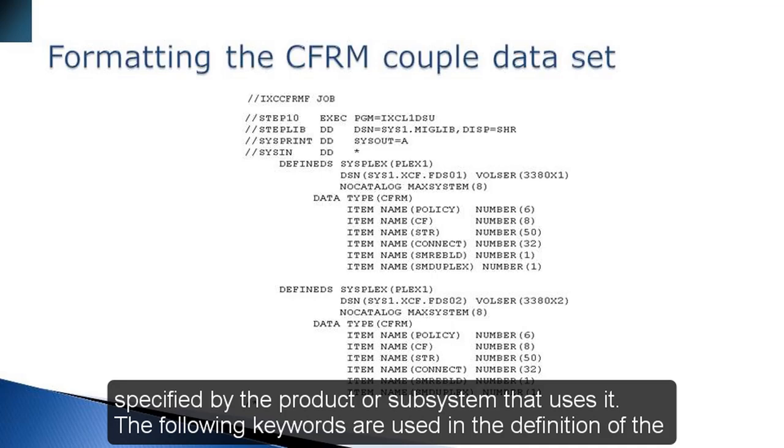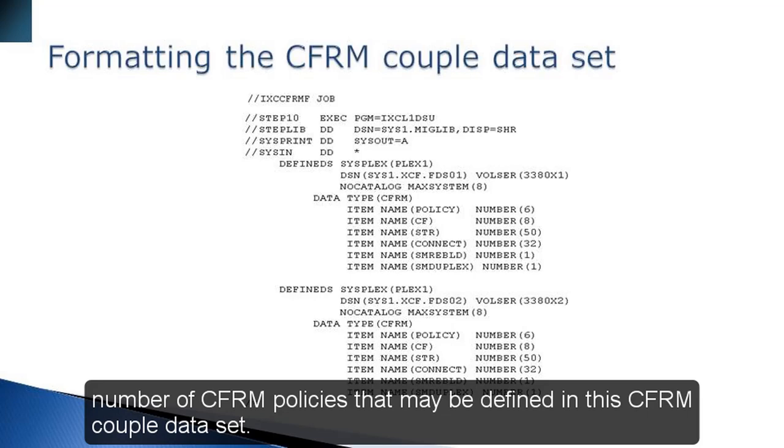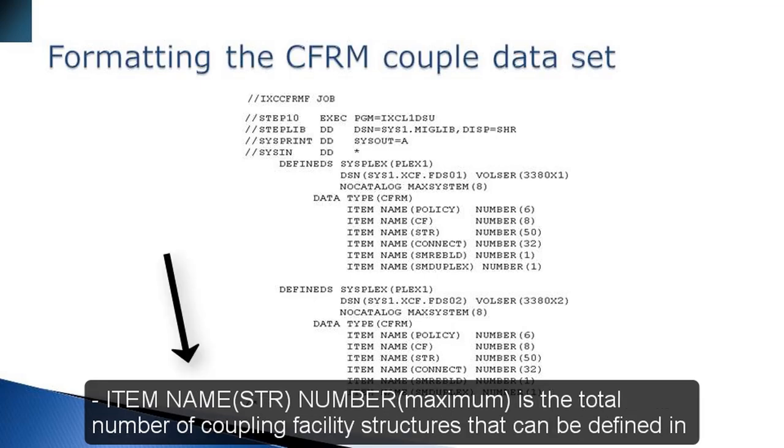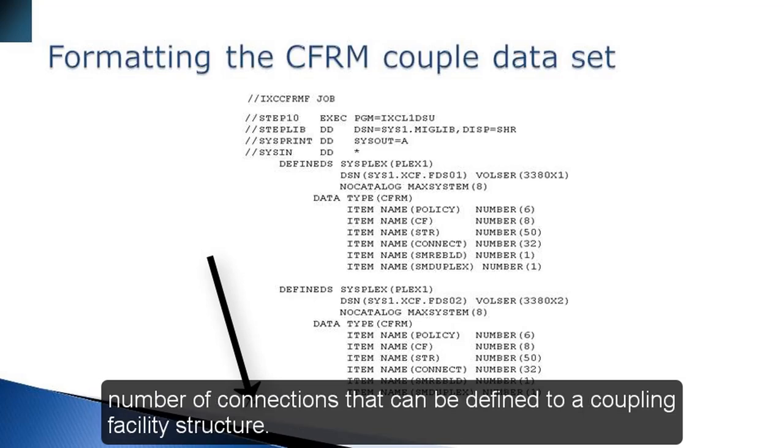The following keywords are used in the definition of the CFRM couple dataset. Is the total number of CFRM policies that may be defined in this CFRM couple dataset. Is the total number of coupling facilities that can be defined within a policy. Is the total number of coupling facility structures that can be defined in one policy. Is the total number of connections that can be defined to a coupling facility structure.